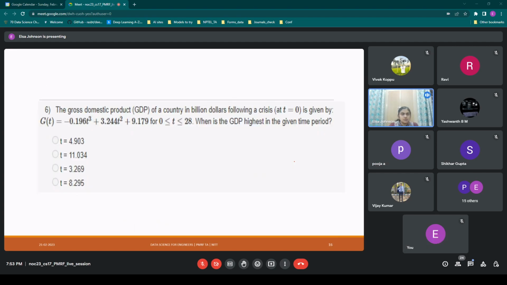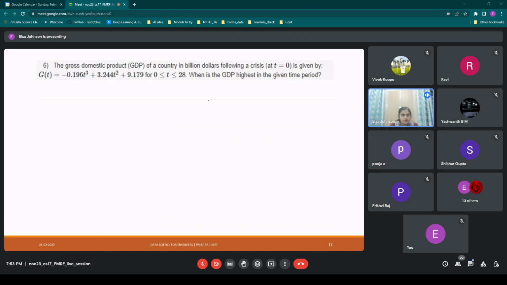Next question: the gross domestic product of a country in billion dollars following a crisis at t equal to 0 is given by g of t equals minus 0.196 t cubed plus 3.244 t squared plus 9.179, for 0 less than t less than or equal to 28. When is the GDP highest? GDP highest means you have to maximize g of t. Similar steps, so first the initial step.